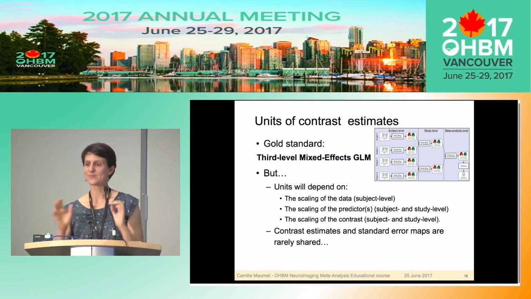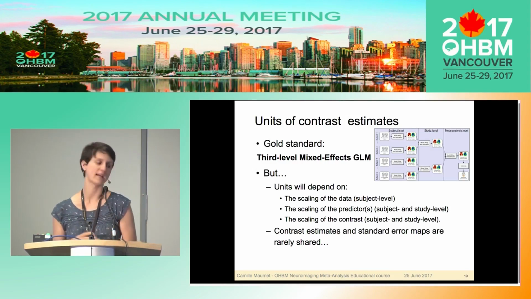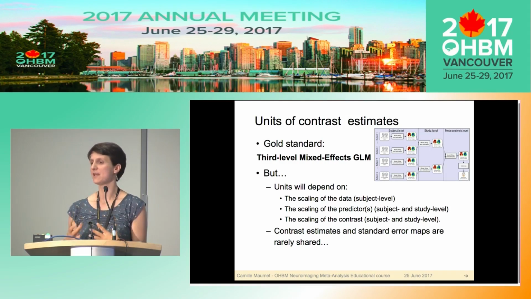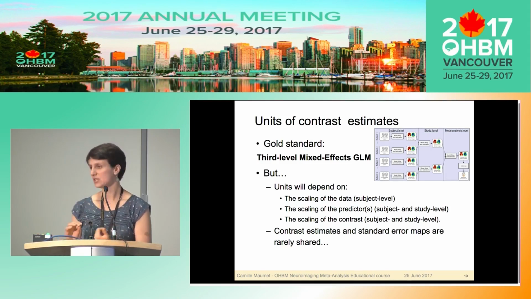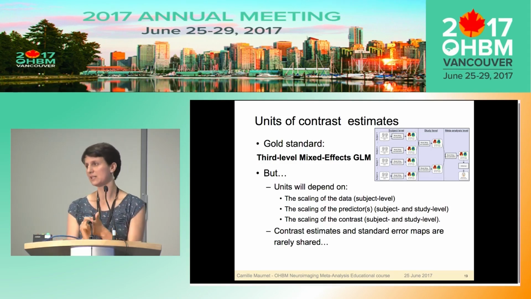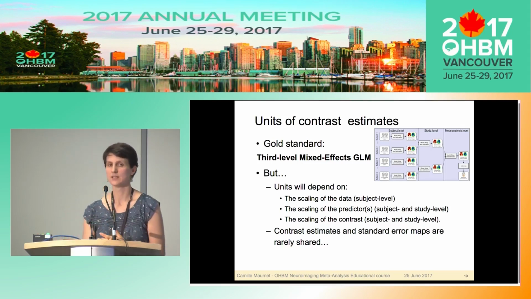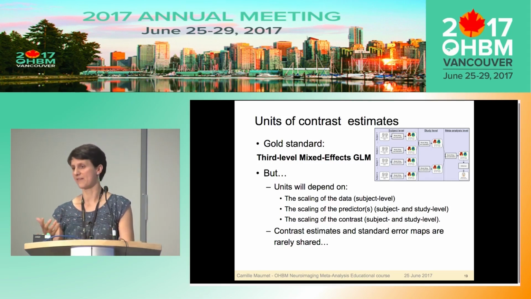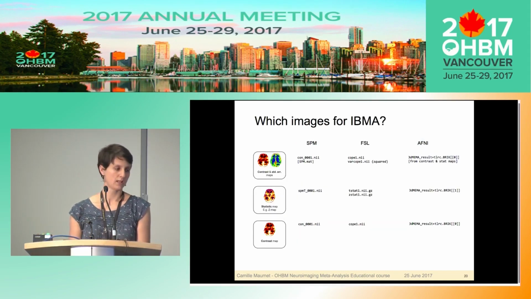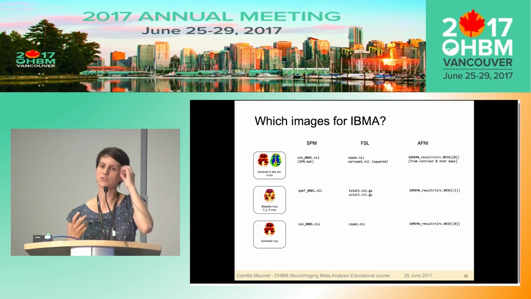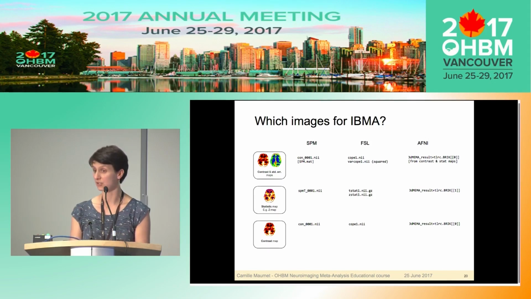So just to recap, the gold standard approach to do an image-based meta-analysis is to use a third-level mixed effect general linear model. But to be able to do that, you need to make sure that all your maps are expressed in the same units, and units will depend on the scaling of your data, the scaling of the predictors, and the scaling of your contrasts. But crucially, we also need to have access to those contrast estimates and to those contrast standard error maps. And in fact, it's true data is rarely shared as a support of a study, and sometimes we have some statistics that are shared, but those are not the contrast and standard error maps.